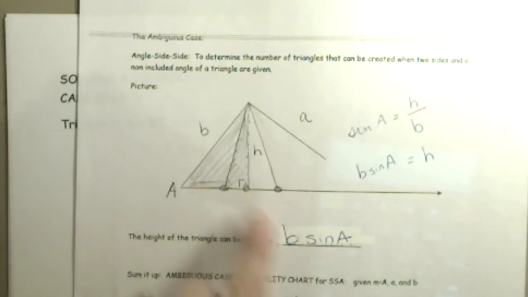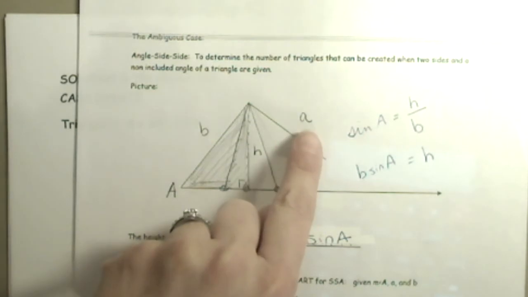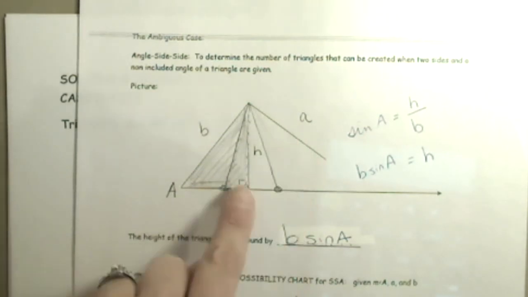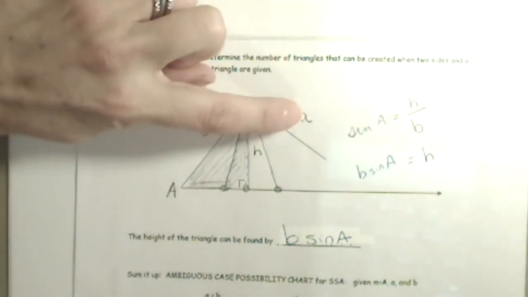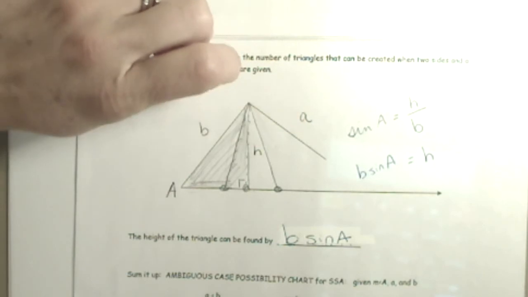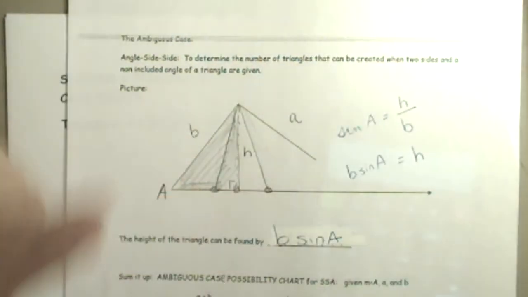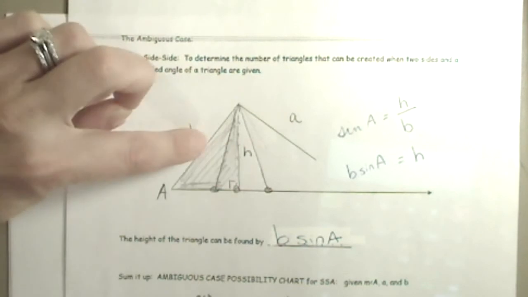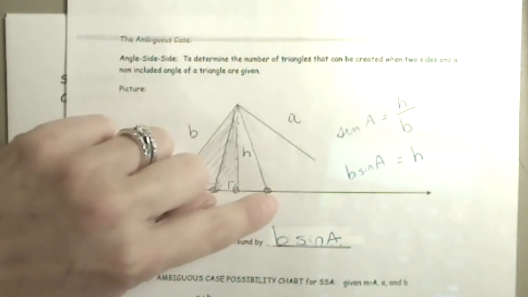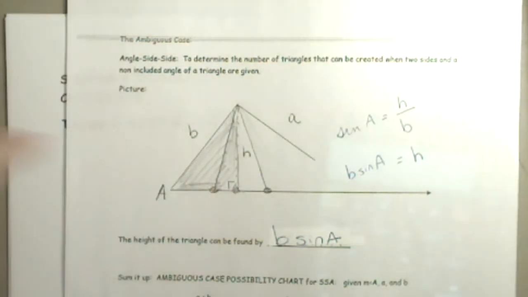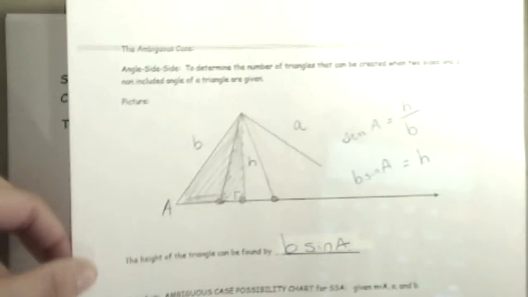Remember, if we calculate the height with B sine A, and the height is exactly equal to the length of that A opposite side, that means that A opposite side is actually right here, and you have one triangle, which is a right triangle. If A is smaller than the height, then you have no triangles possible, because A will just swing back and forth and never touch the bottom ray of the angle. If A is larger than the height, but still smaller than B, because that's the case we're looking at, then you have two triangles possible, one where A hits to the right of H and one to the left of H, creating two possible triangles. And we derived all of this in our previous examples and in class.